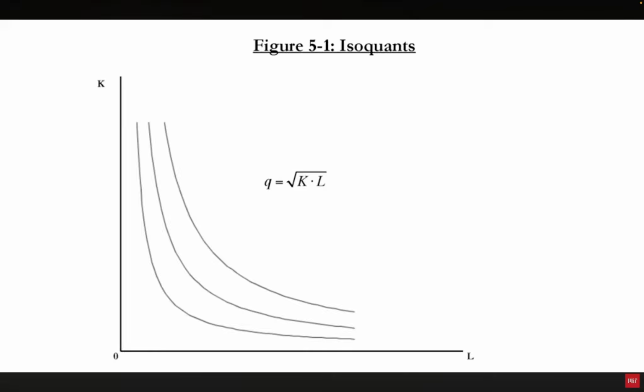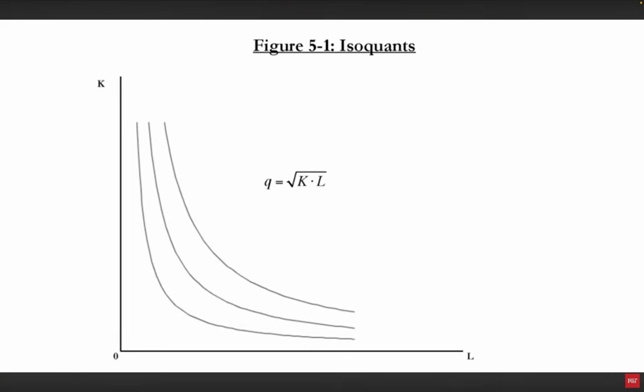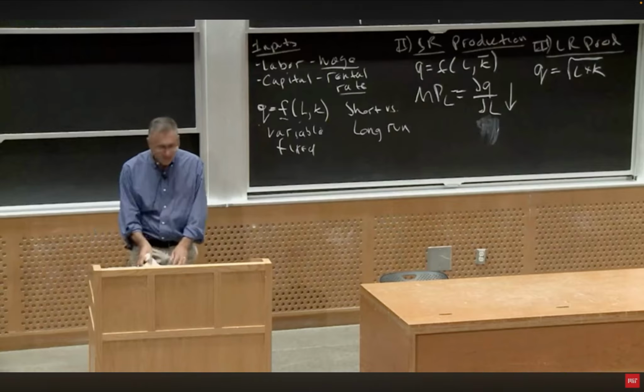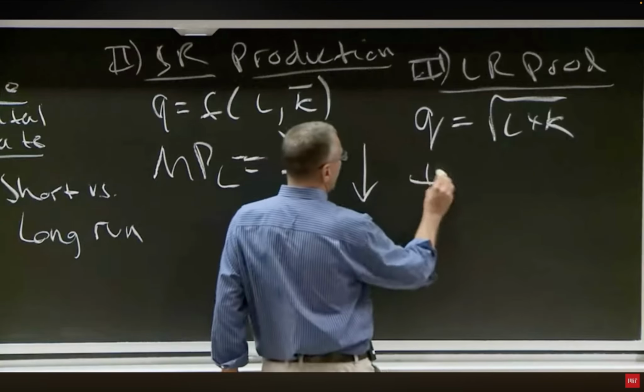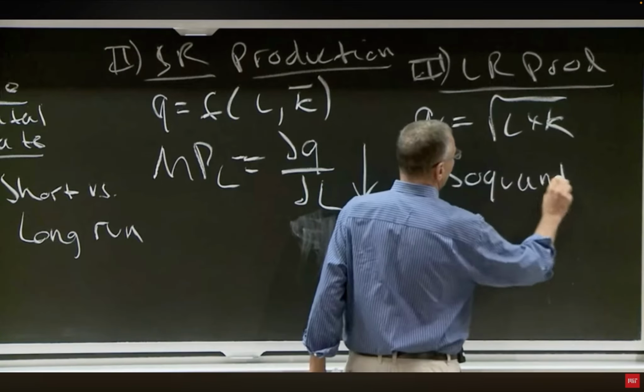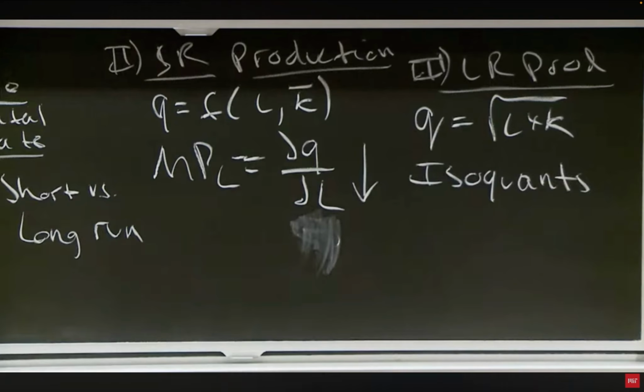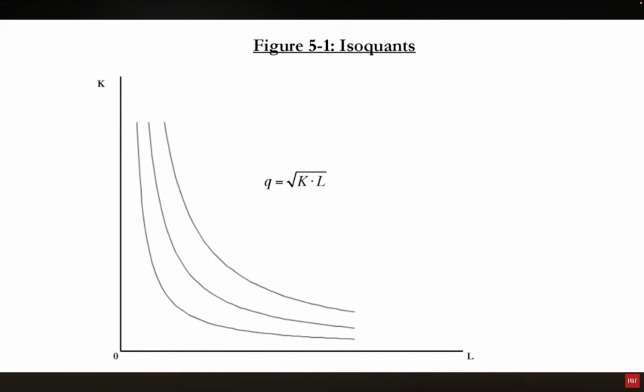This illustrates a set of combinations of K and L which deliver the same amount of Q. Look familiar? It should look familiar. These look like indifference curves. But in this context, we call them isoquants, because we like making up cool words. An isoquant is the combination of K and L that delivers the same output. So all the features of indifference curves that we liked apply to isoquants. Okay? Further out is better. They slope down. They don't cross.